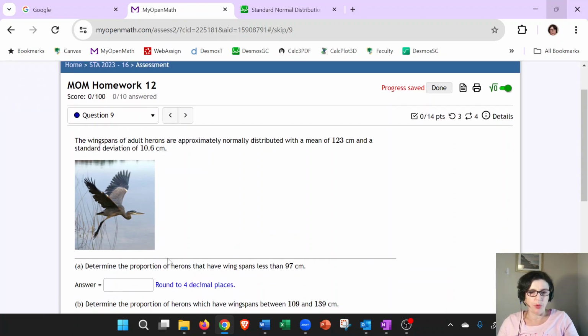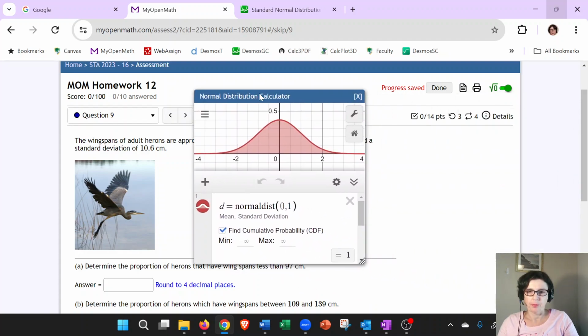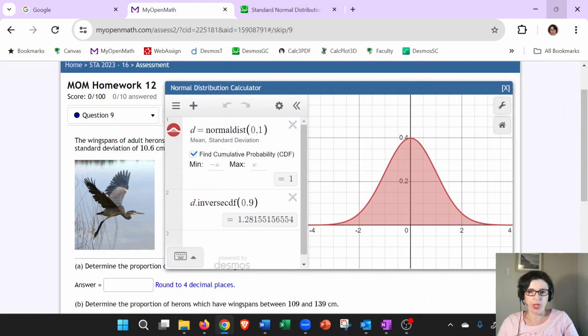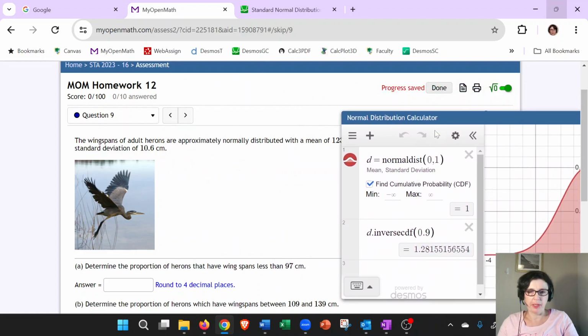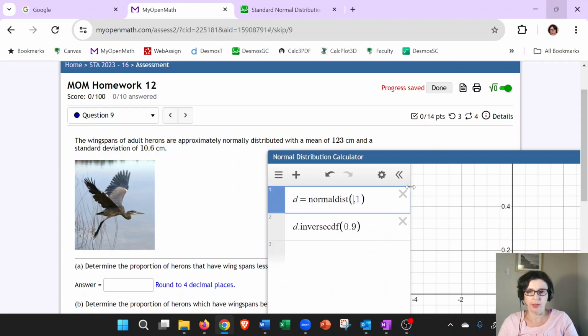We would like to know what proportion of herons have wingspans less than 97 centimeters. So let's open up the normal calculator. And we need to change the mean and standard deviation because by default, this is standard normal with mean 0 and standard deviation 1. But here it's 123 and 10.6.